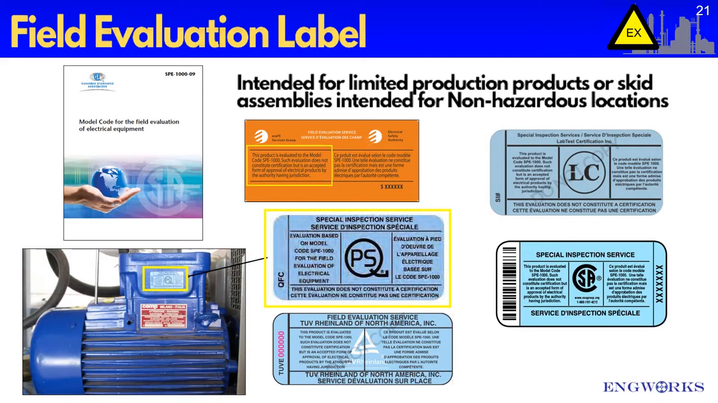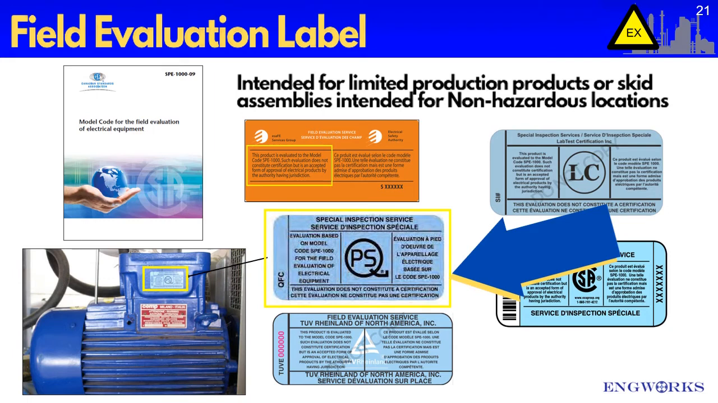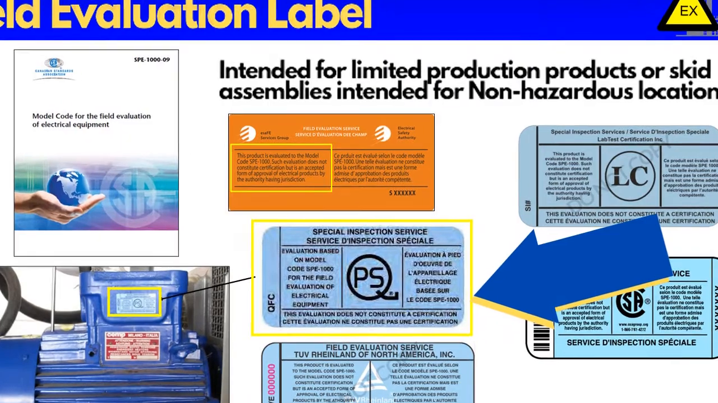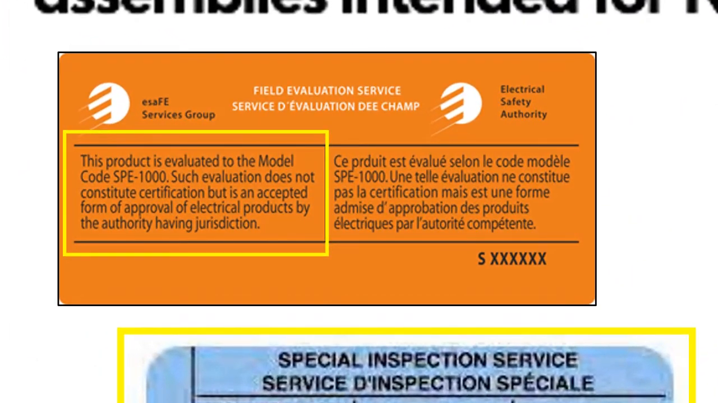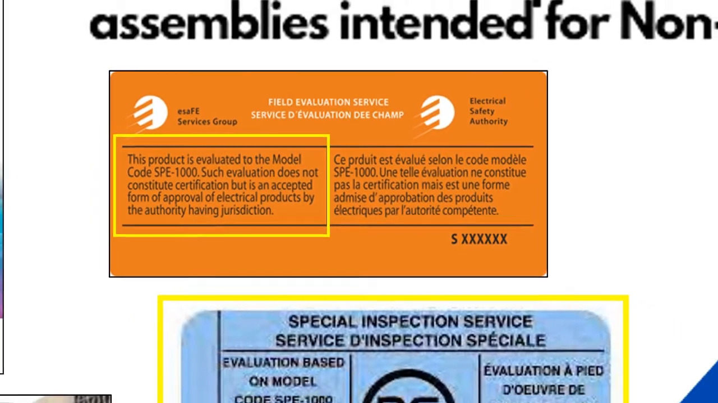On occasion, you may also encounter a field evaluation or special inspection label on equipment items. This evaluation program permits an inspection agency to approve and allow equipment to be installed using the Canadian Electrical Code. A reference can quickly identify a field evaluation to SPE 1000 on the label, which is the standard used for evaluating products under this program.